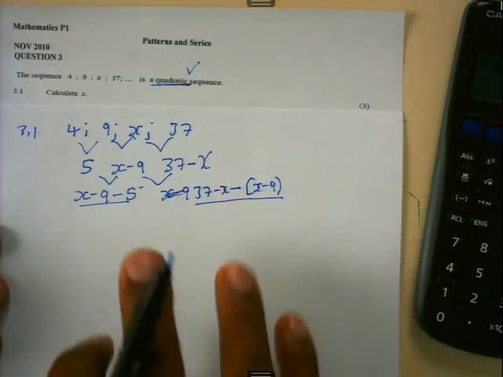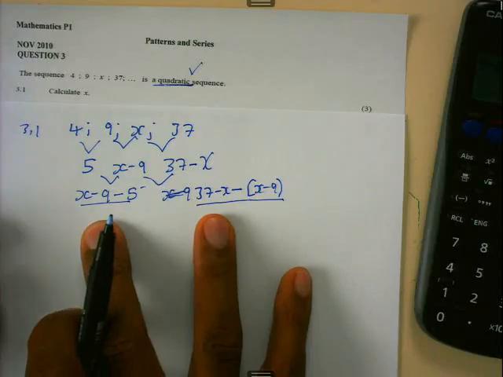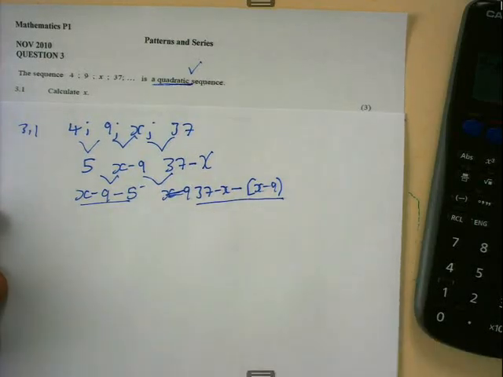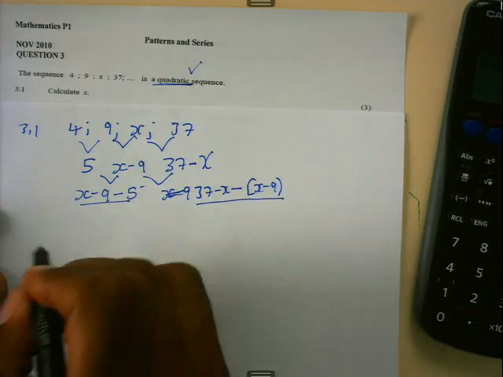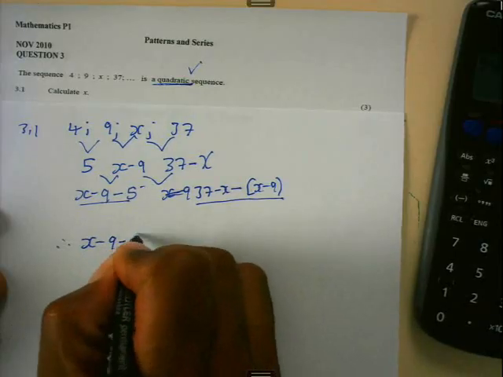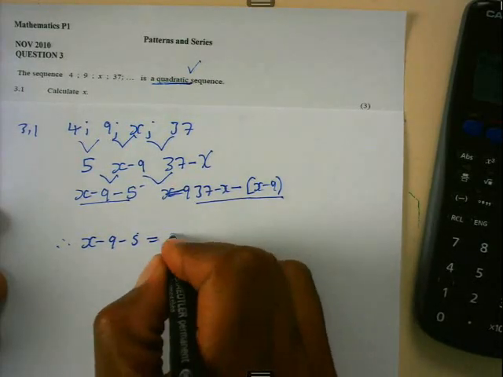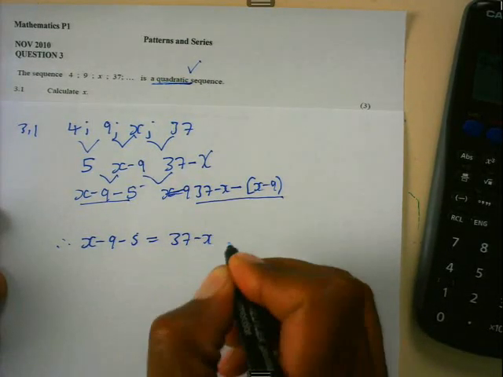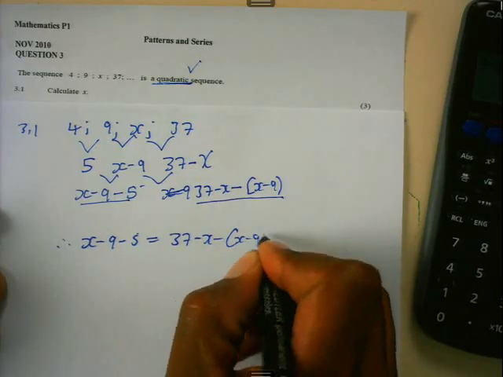Of course, boys and girls, now can we stop here? Yes, but what is it that we're going to do from here? Because we know for quadratic, the second difference is the same. Therefore, now we're going to equate the two. x minus 9 minus 5 is equal to 37 minus x minus now x minus 9.